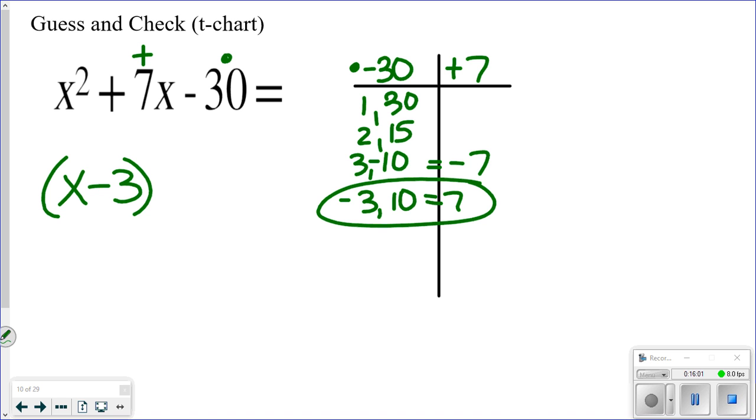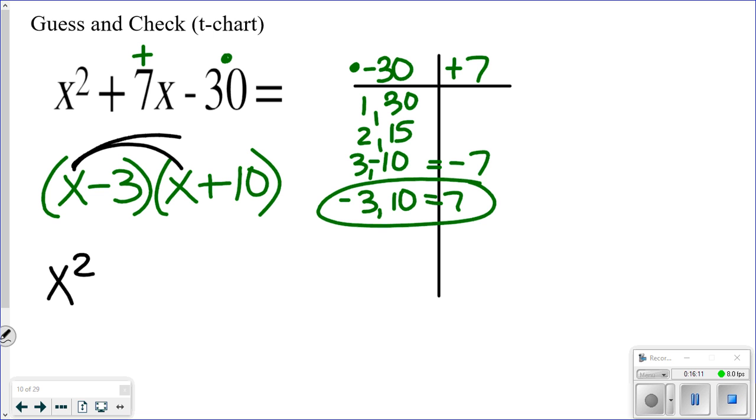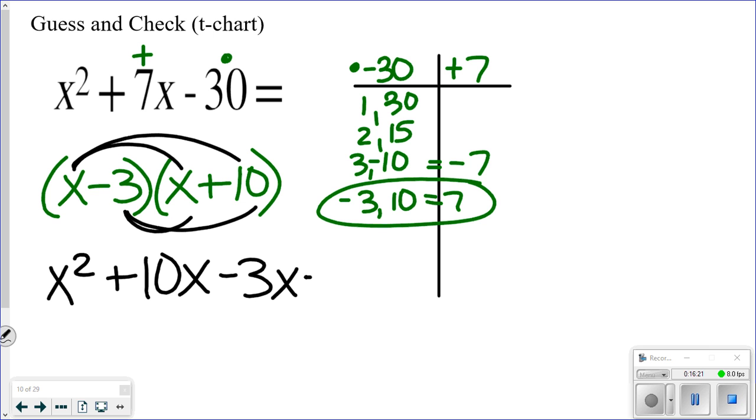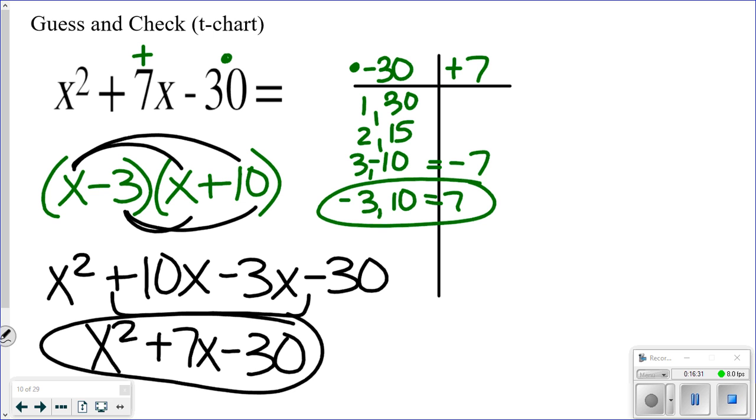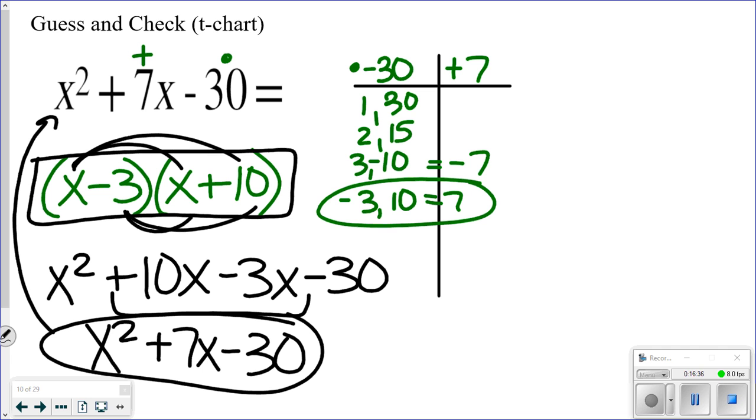X minus 3, x plus 10. And I'm going to FOIL or distribute to see if I'm correct. Minus 3x minus 30. Combine these like terms. And we get a positive 7x minus 30. And that is exactly what we started with. So I know that my two factors right here in green are the correct answers.